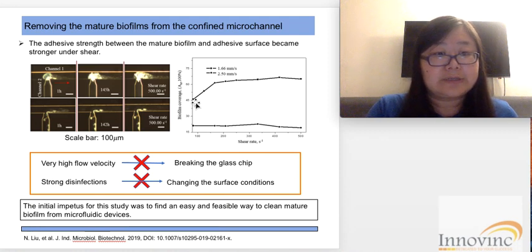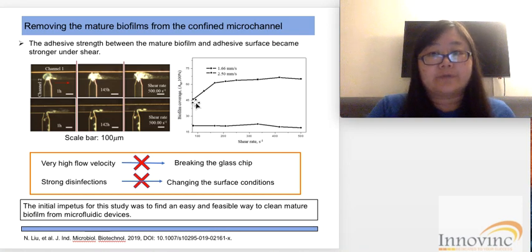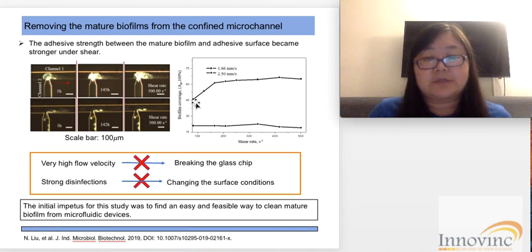So the initial aim of this study is to find an easy way to clean the microchip without using high flow velocity and harsh chemicals.